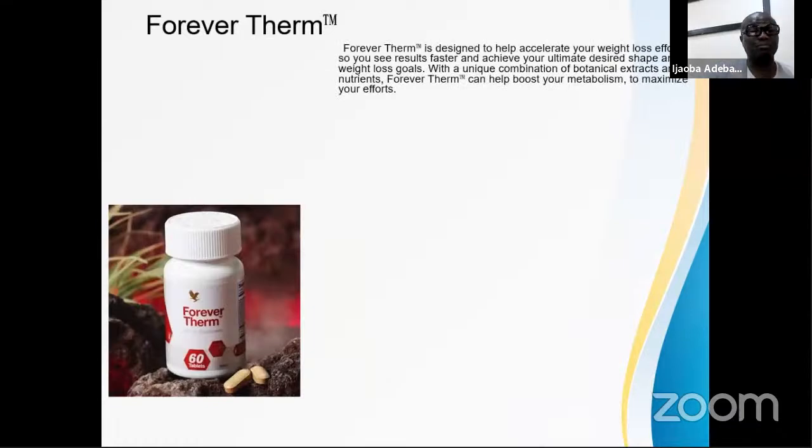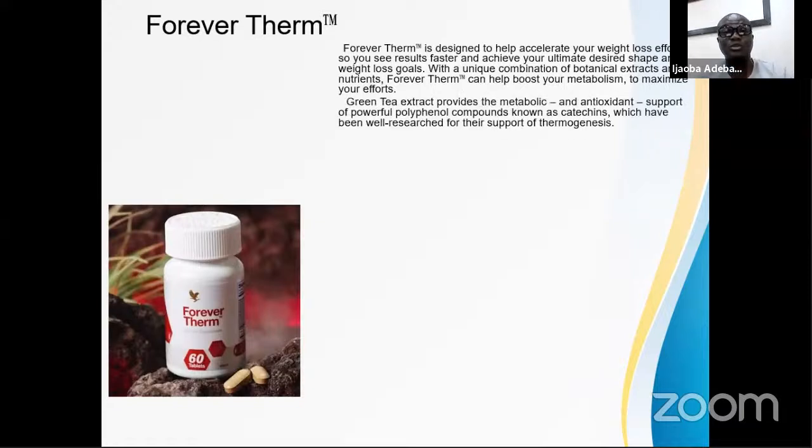Again, we have a fantastic product, Forever 10. This is Forever 10. Let me just go to the benefit, what it does, quickly. So it's all about thermogenesis. I said something that is very, very crucial, that as we are aging, our rate of metabolism lowers.